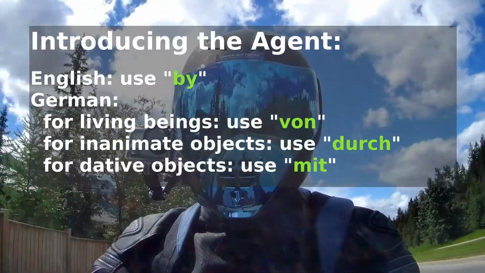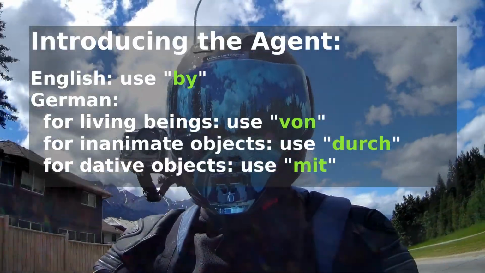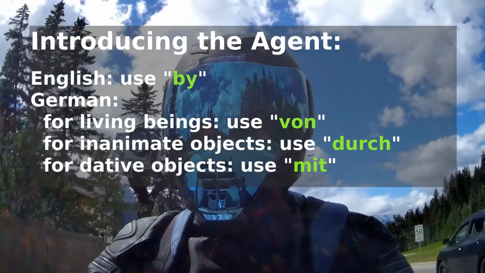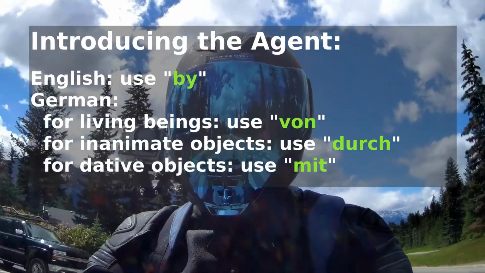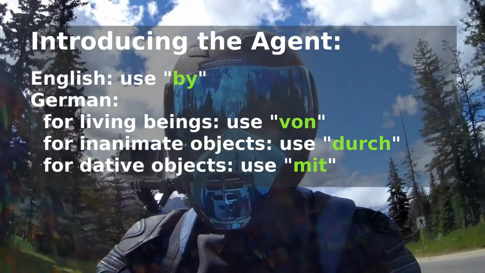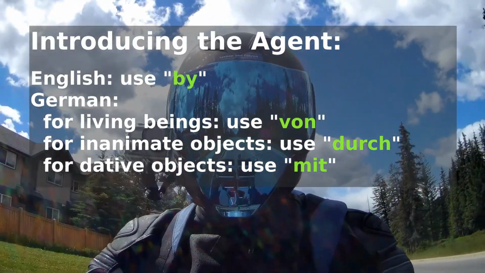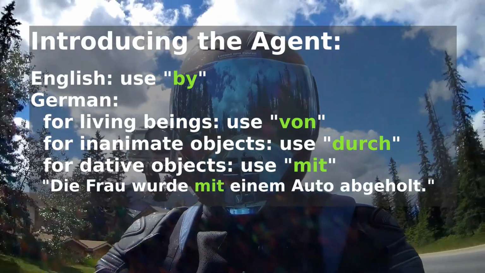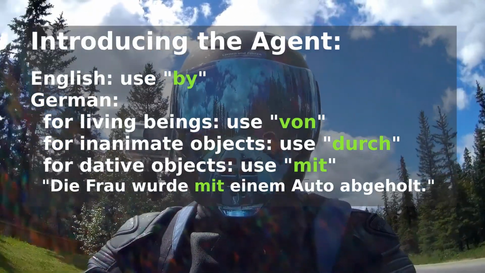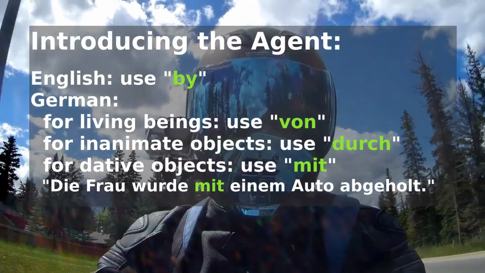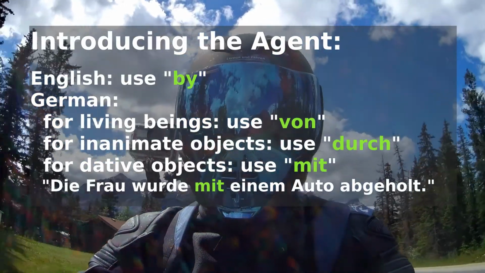Now there's a third option in German. If the agent is a dative object, you don't use von or durch, but rather mit. Mit literally means with, but again, don't try to translate it literally. Mit in the passive voice has to also be translated into English as by. So, die Frau wurde mit einem Auto abgeholt. The woman was picked up literally with a car, but in English you'd say the woman was picked up by a car.